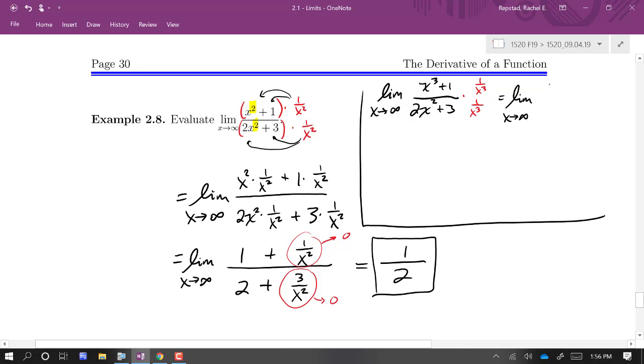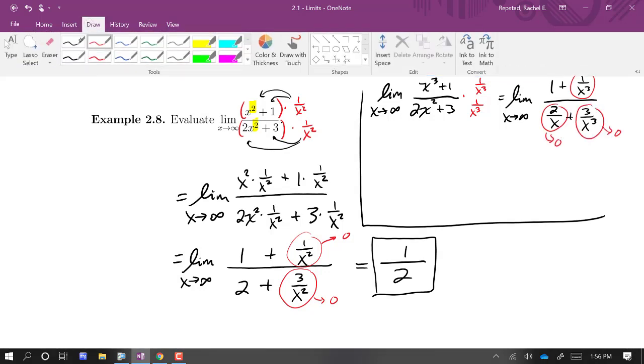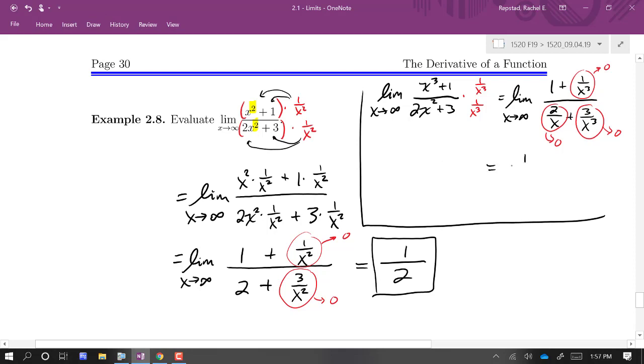So if I distribute on top, we get 1 plus 1 over x cubed. On the bottom, we get 2 over x plus 3 over x cubed. So if I let x get huge, that goes to 0. So what is the top approach? What is the bottom approach? So if I take 1 and I divide it by things that are getting closer and closer to 0, what do we get? Infinity. So this limit is infinite.